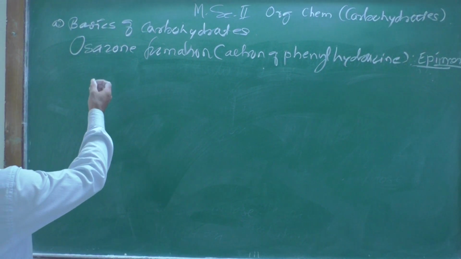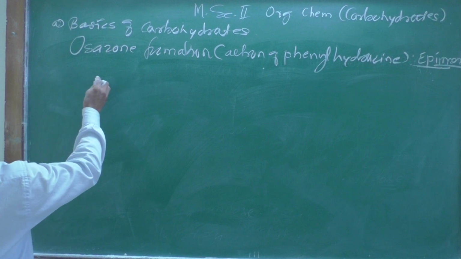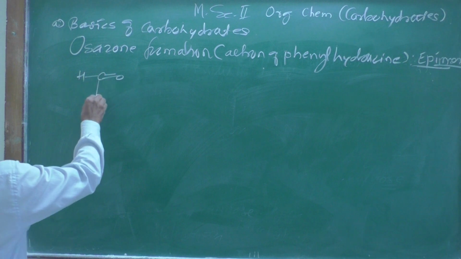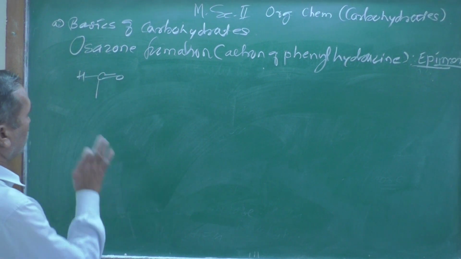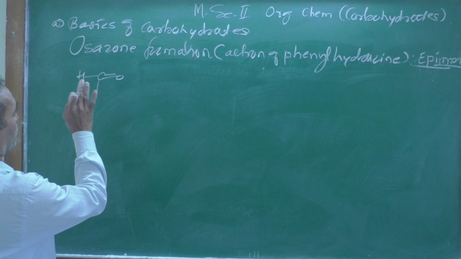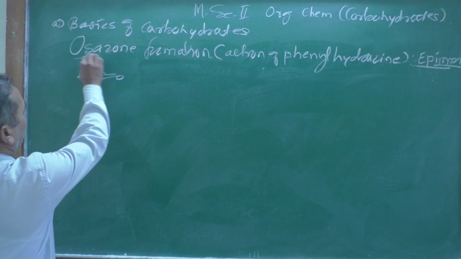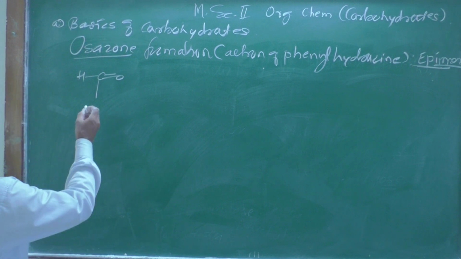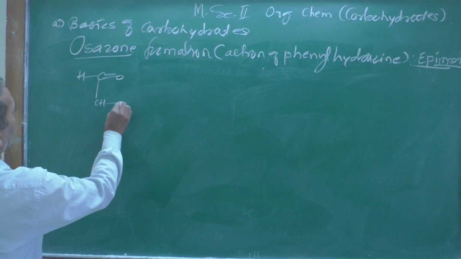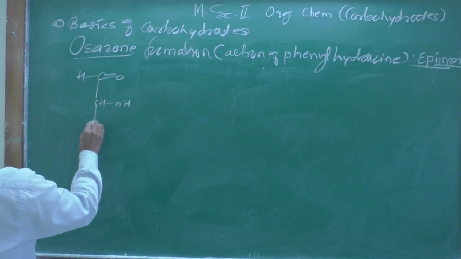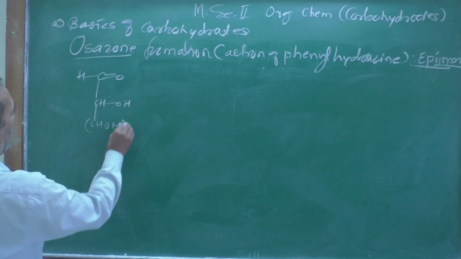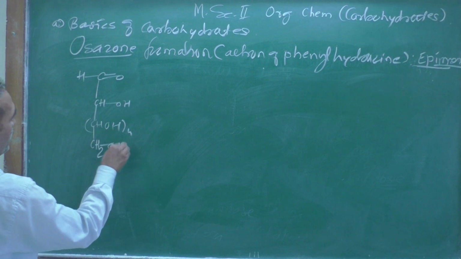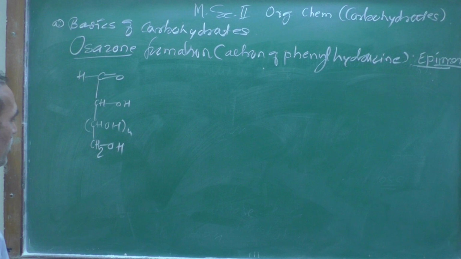Let us look at glucose, because we are talking about glucose: C double bond O, H. I am writing this to see clearly how the osazone derivative is formed. Then CHOH, four times, are secondary alcohols, and then CH2OH, which is a primary alcohol.